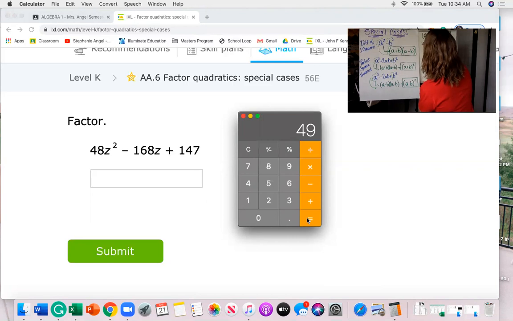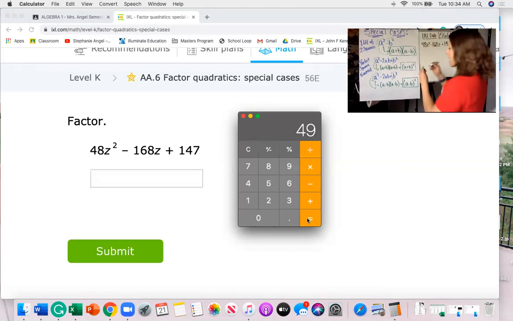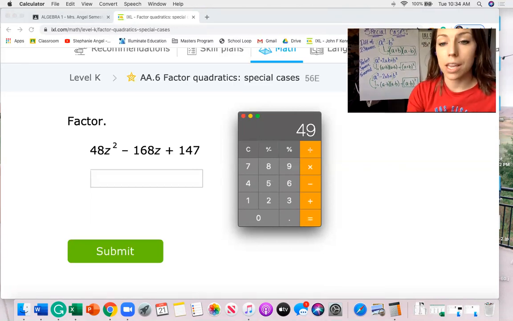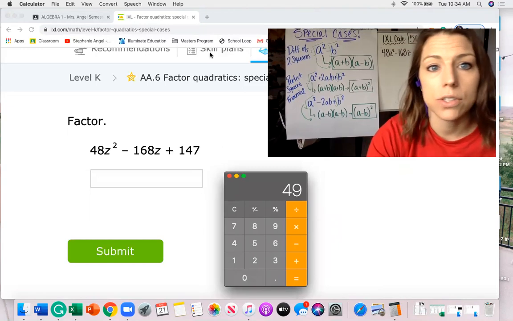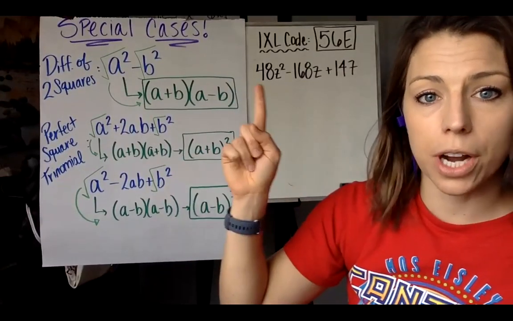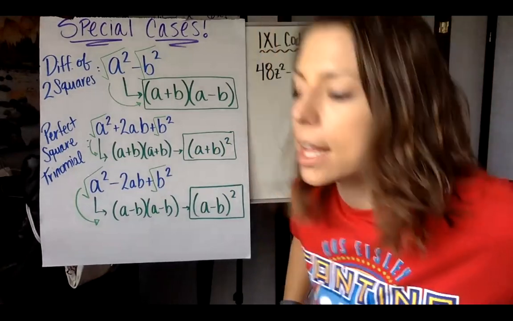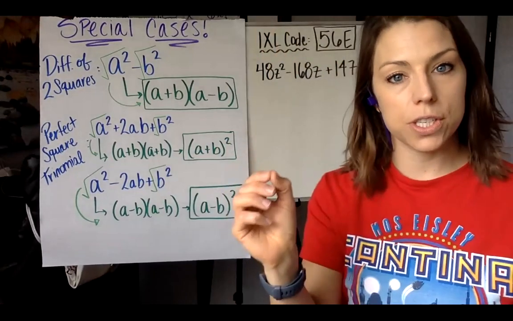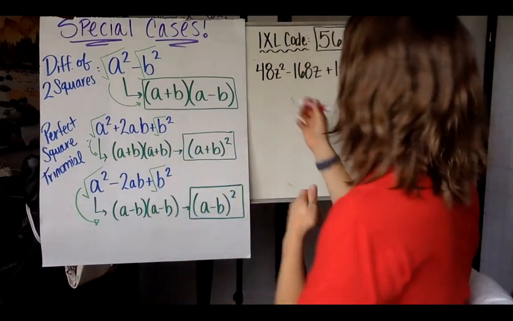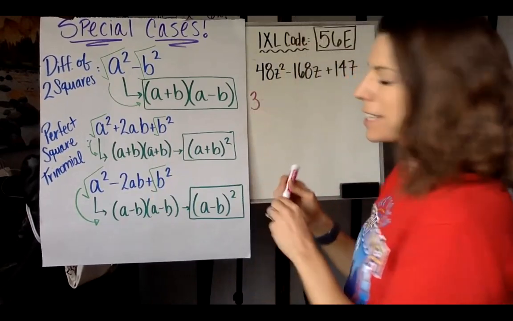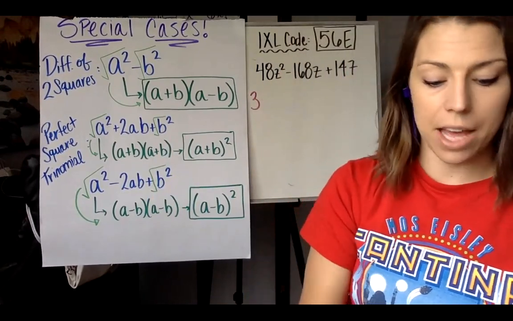All right, here we go. So we've got 48z squared minus 168z plus 147. I'm just copying it down. You should too. Now we determined that 3 goes into all 3 terms, right? We brought out our calculator and we determined that. So here's what we're going to do. We're going to factor out 3 from all 3 terms. What does that look like? Well, remember, when you factor out a GCF, that means that number goes in front. So when I take 3 out, you're essentially dividing each term by 3.